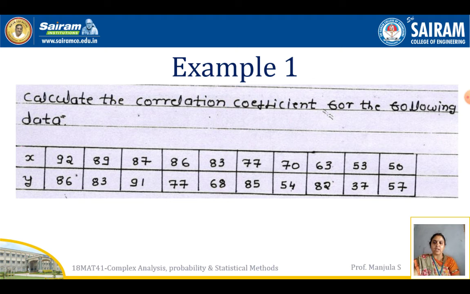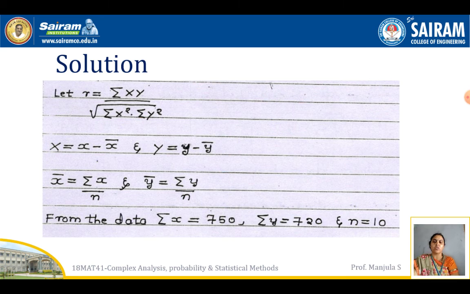So x equals 92, 89, 87, 86, 83, 77, 70, 63, 53, 50. The corresponding y values are given as 86, 83, 91, 77, 68, 85, 54, 82, 37, and then 57. So in the question they have given x and y values. With the help of that we have to find the correlation coefficient, which is nothing but the r value. I think the first formula is very convenient for us.